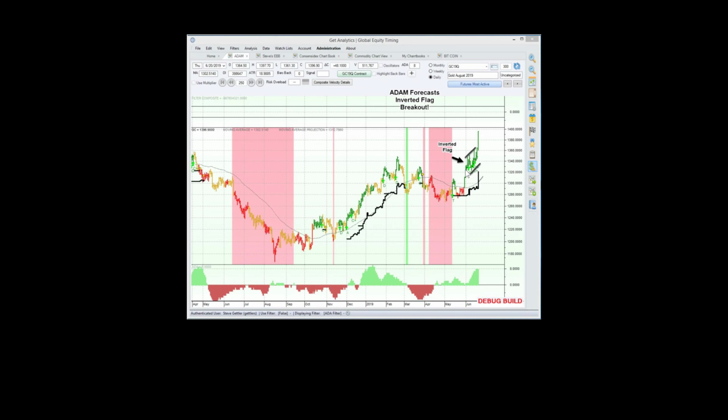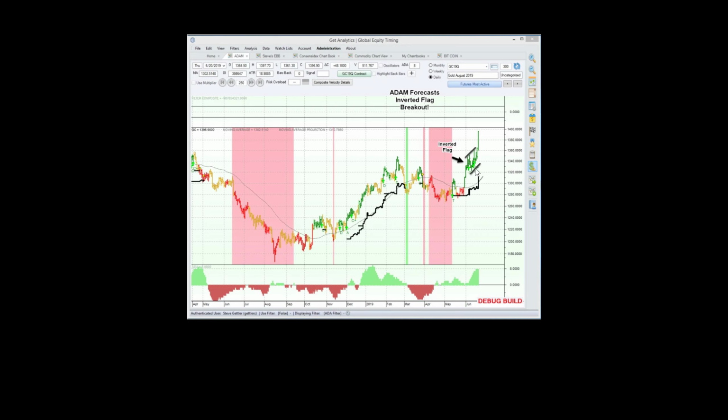What we have here is a very unusual formation in a classic chart pattern. Usually a flag flies down as opposed to up, but in this case, the flag is flying up. It's a continuation pattern that says higher prices are ahead. And where Global Equity Timing's indices help you is it's actually saying, hey, momentum is moving up along with the pattern that you're seeing.